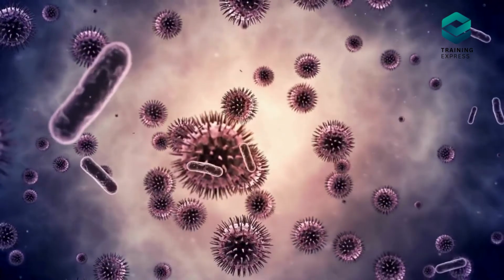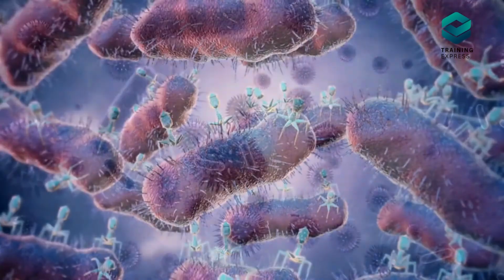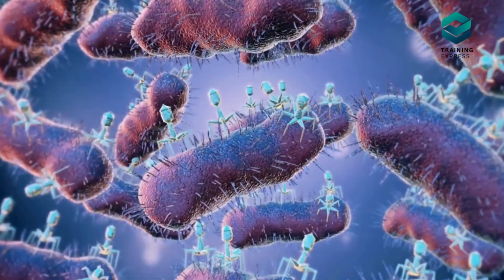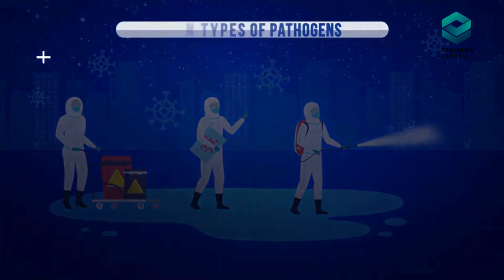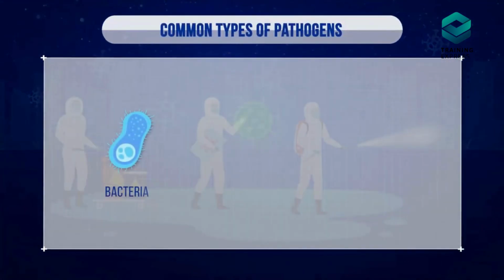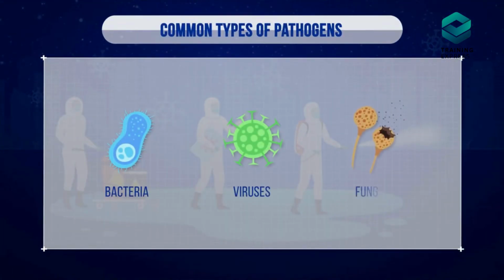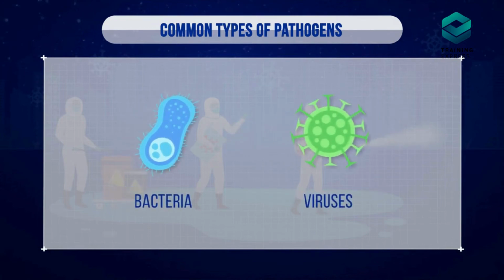A broad range of pathogens exist, but there are common ones that are encountered more often than others. For example, bacteria, viruses, fungi. Most people think of bacteria and viruses when types of infections are discussed. Let's get more into these pathogens.